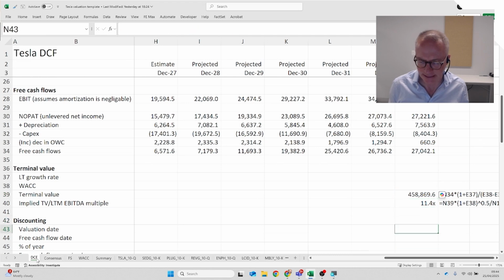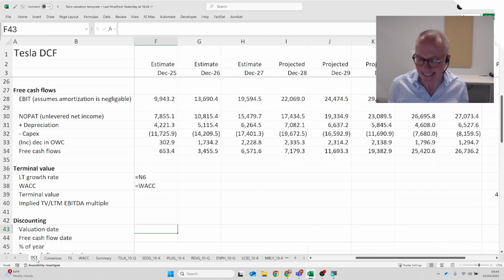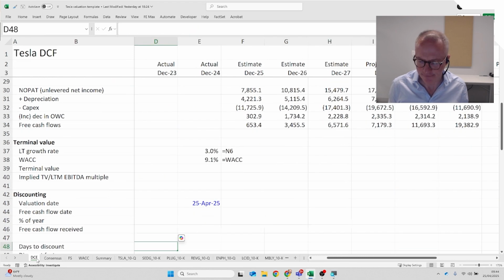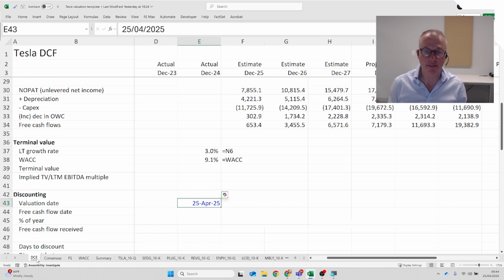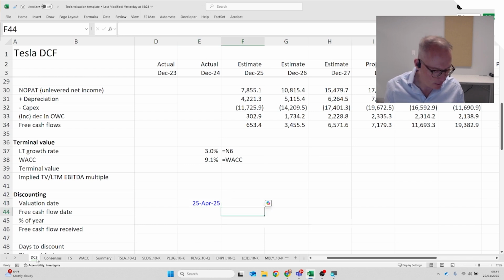Once we've got the free cash flows and we've got this value of Tesla beyond 2033, I now want to discount this back to today. I'm going to value it as at the 25th of April. This means I need to do some fairly detailed discounting. In the first year, I'm not going to get the whole of 2025, because if we're valuing it in April 25, we're only going to get from April 25 to December 31st.